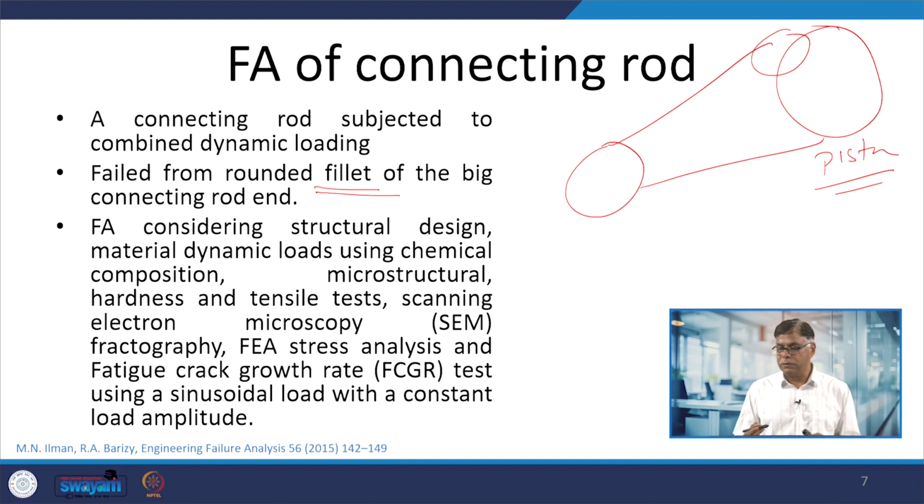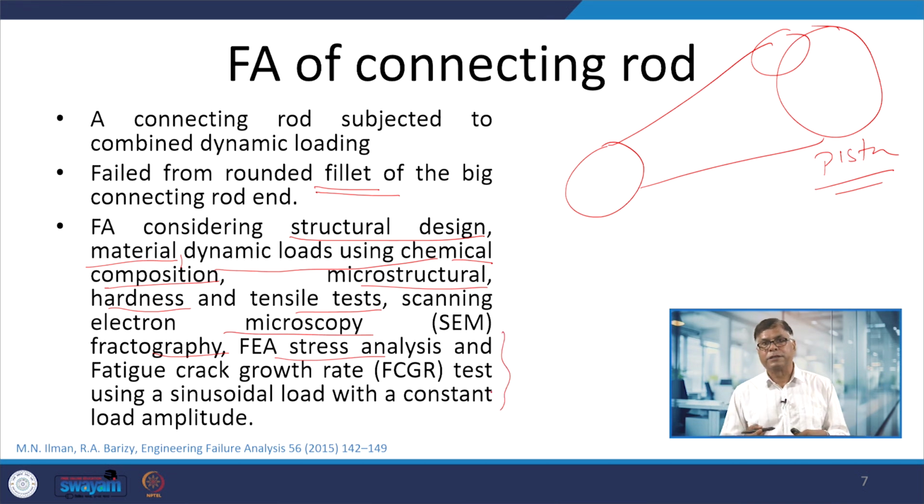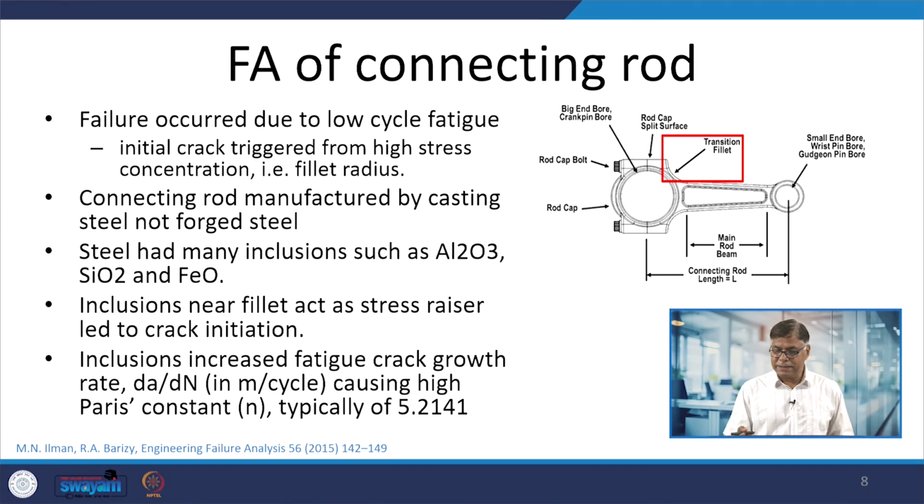The analysis was carried out considering the structural design and material, the dynamic loads acting, chemical composition, microstructure analysis, hardness, tensile test, scanning electron microscopy, fractography, FE analysis, and fatigue conditions, because the connecting rod is exposed to fatigue behavior. The fatigue crack growth rate was also studied using a sinusoidal load at a constant amplitude. So, this is the typical diagram.